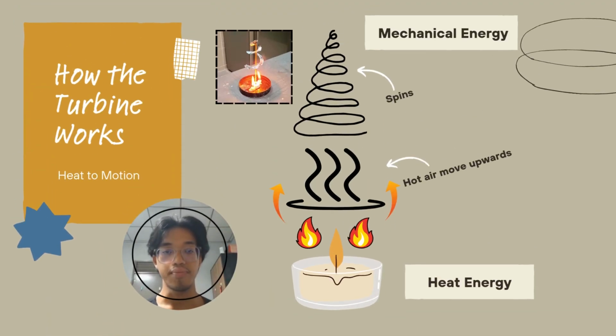Okay, so how does it work? When the candle burns, it heats the surrounding air, which causes the air molecules to expand and rise due to convection. So the rising air flows over the aluminium turbine, which we use, transferring some of its energy and causing it to spin. This is an example of heat energy converting into kinetic energy and then into mechanical work. However, not all of the heat from the candle is converted into mechanical output. Some of it is lost to the surroundings as heat, which aligns with the second law of thermodynamics.